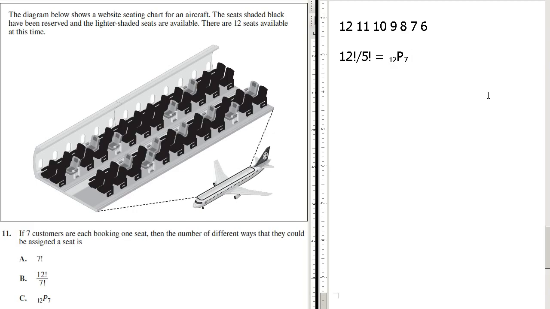Now, just as an extra note here, if they had said that the arrangements don't matter and they just want to know which 7 seats are going to have passengers in them, and it didn't matter which passenger was in which seat, then that would be different. That would be 12C7. But that's not what they asked us for. They asked us for the number of different arrangements. So that's 12P7.